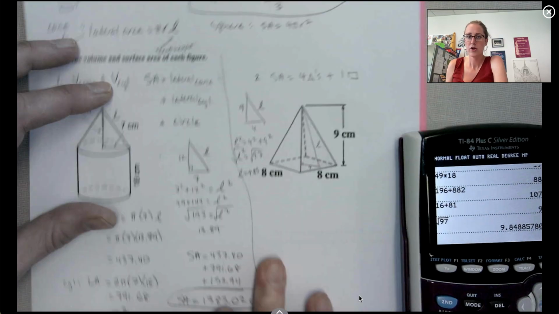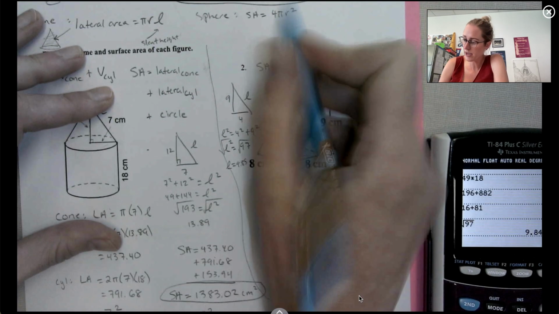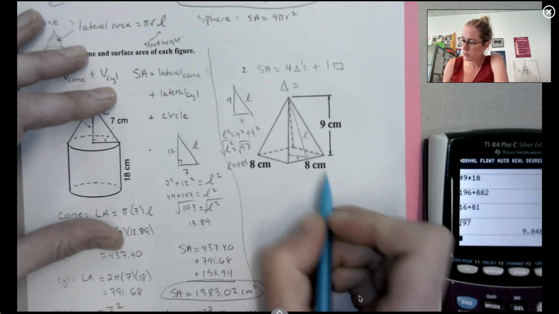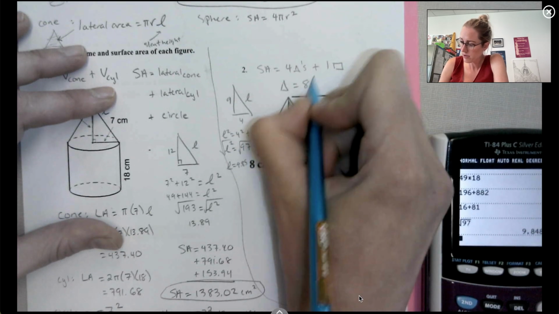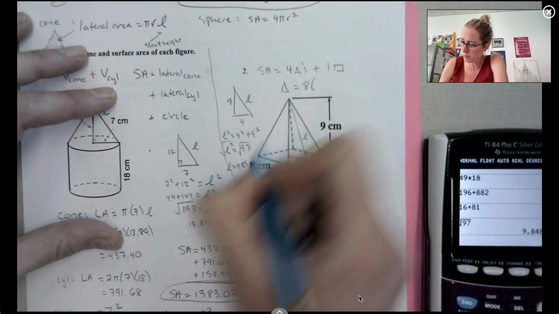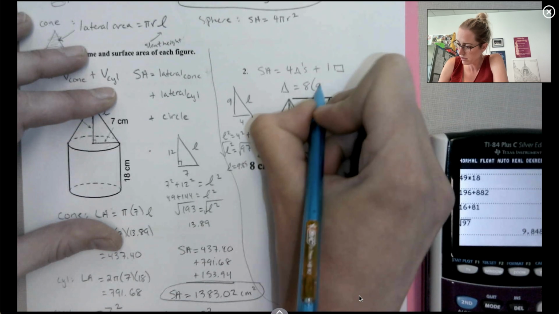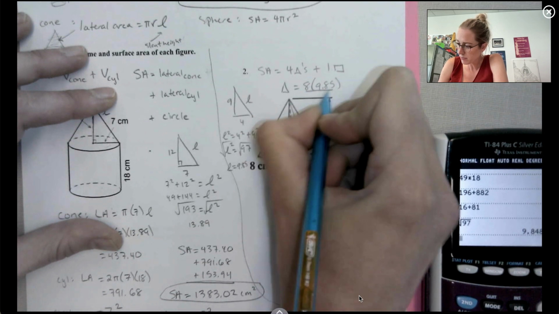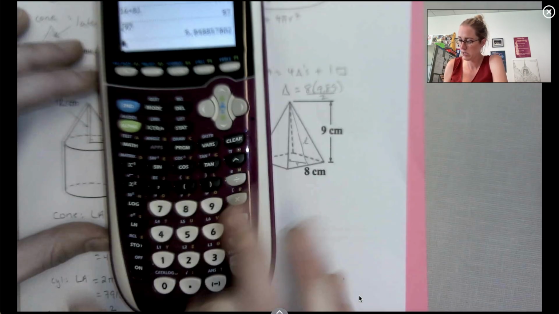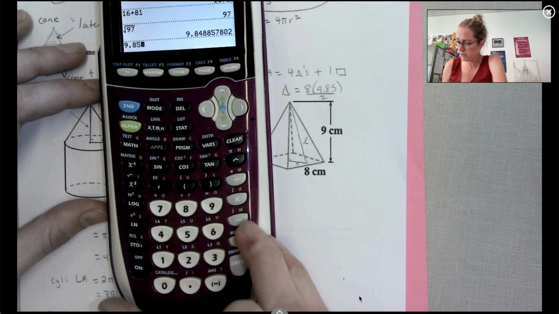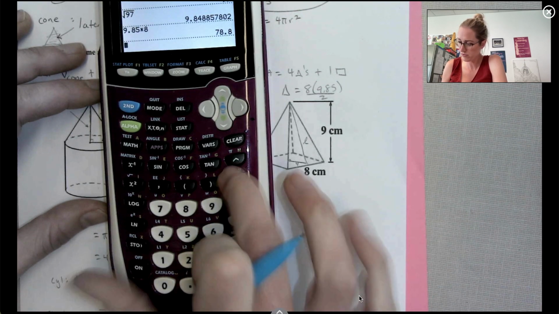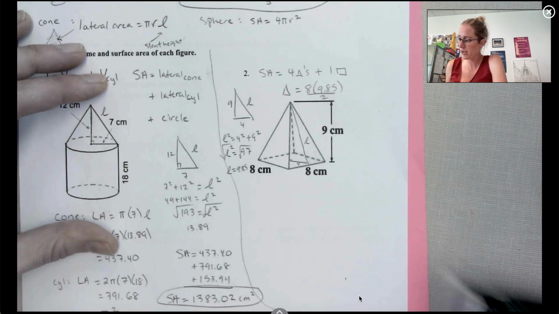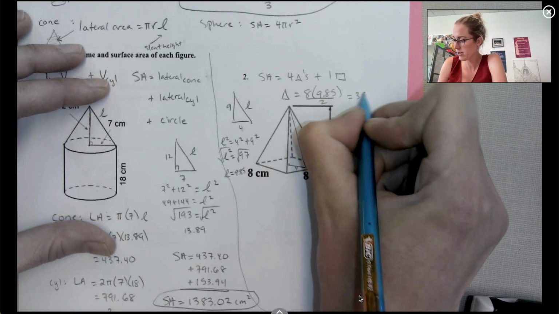All right, so now the area of the triangle is equal to 8 times 9.85 divided by 2. So I'm going to type that in. So 9.85 times 8 divided by 2. So one triangle is 39.4.